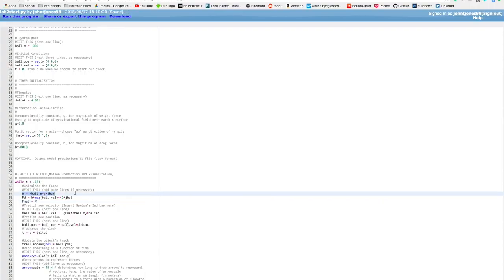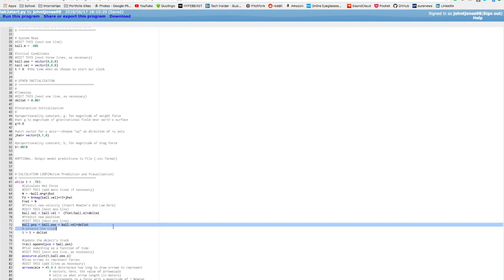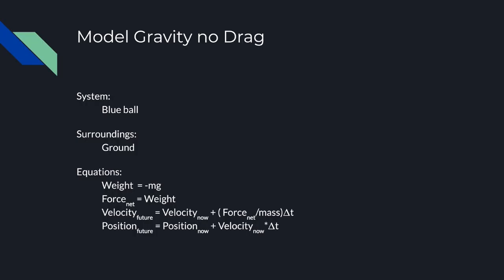To calculate our net force, we need to find our weight force by multiplying our mass by negative 9.8. To predict our new velocity, we will add our current velocity to the net force divided by the mass and multiply it by our time interval. To calculate our new position, we will multiply this new velocity by our time interval and add it to our current position. We will repeat this process every 0.001 seconds until we reach 0.783 seconds.